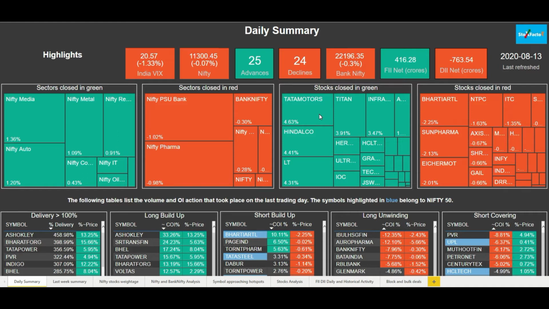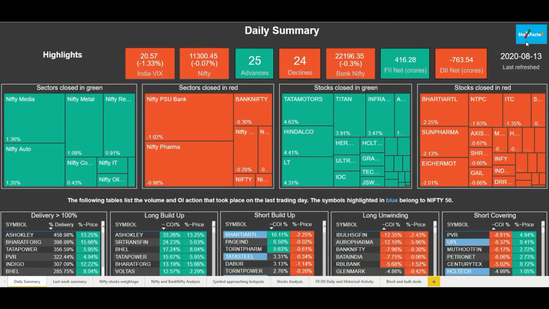Now coming to this particular page, as the name suggests, daily summary gives you the summary of the trading activity which has happened as of the last trading day. So suppose today the trading happened on Nifty, then today's date data will be shown on this page. As you can see on the top right hand side, you see the last refreshed date. This tells us when the last trading happened. So this gives us the summary.